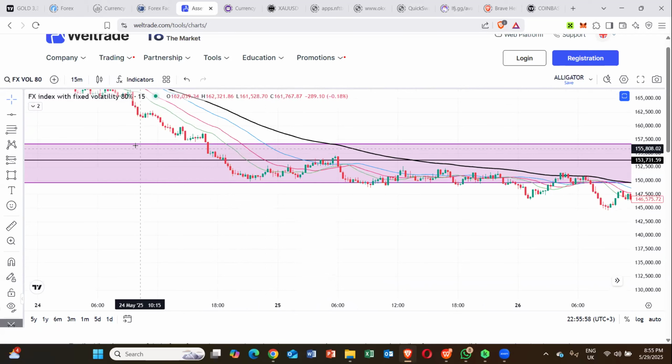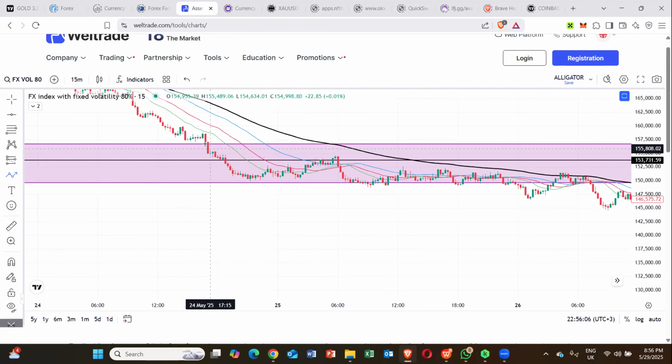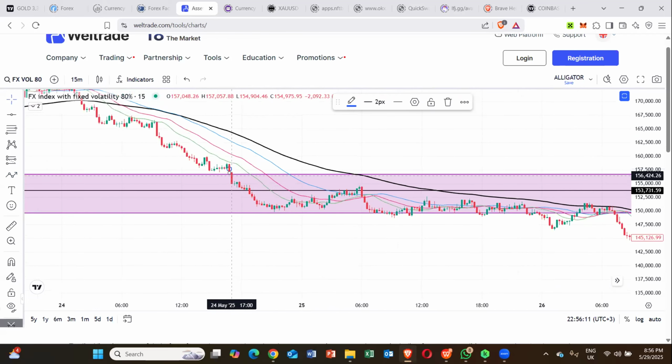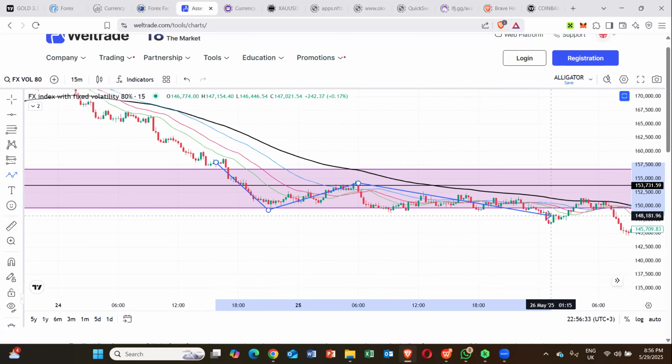So this is the zone. Okay, so this is the zone we are talking about right now. This entire block now is the zone. Now, the market broke. It came like this, came like this, came like this within the zone, and finally broke through.